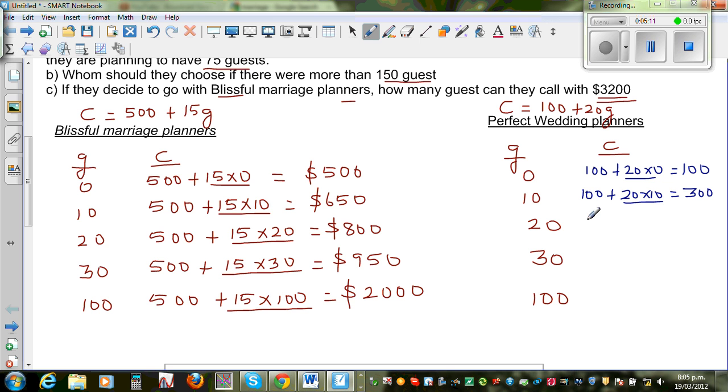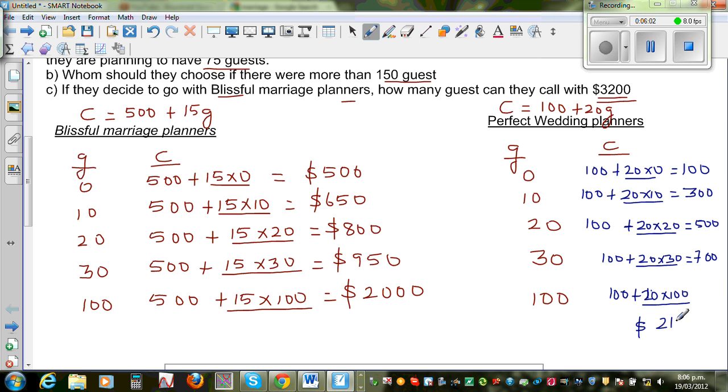I'm not writing dollars, I don't have space. So this is 100 plus 20 times 20. 20 times 20 is 400, so this is 500. Then 100 plus 20 times 30. 20 times 30 is 600, so this is 700. And finally, when it is 100, it is 100 plus 20 times 100. 20 times 100 is 2000, so this will be 2100.